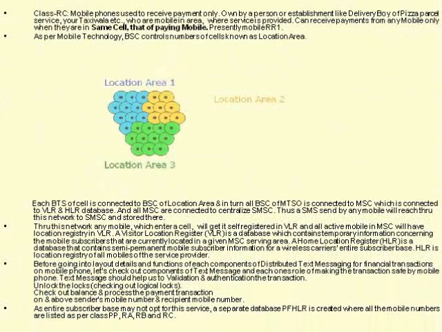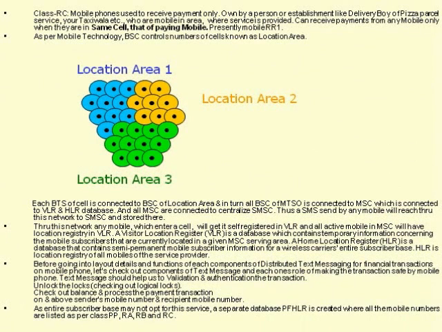Class RC, mobile phone used to receive payment only. Owned by a person or establishment like a delivery boy of a pizza parcel service, your taxiwala etc., who are mobile in the area where service is provided. Can receive payments from any mobile only when they are in the same cell as that of the paying mobile. Presently mobile RR1. As per mobile technology, the SC controls a number of cells known as a location area.